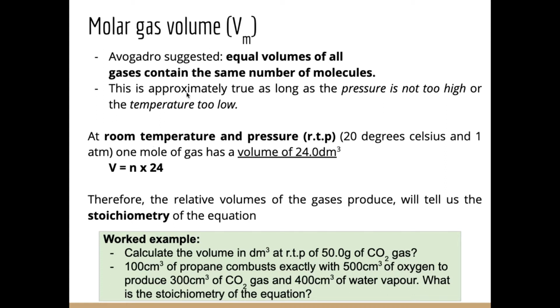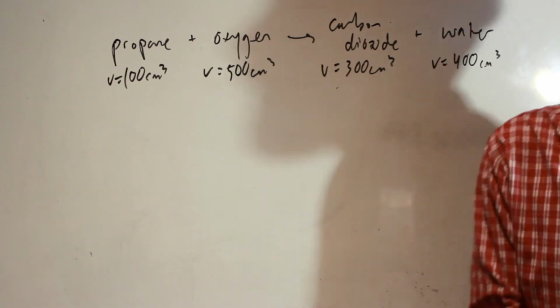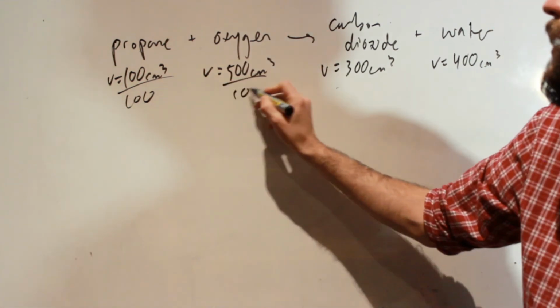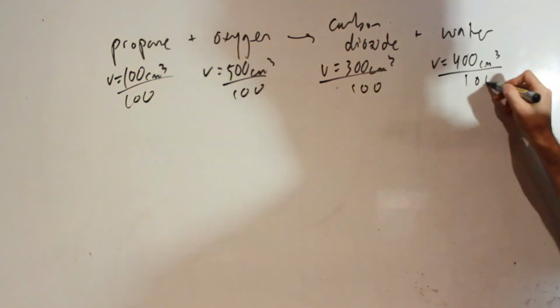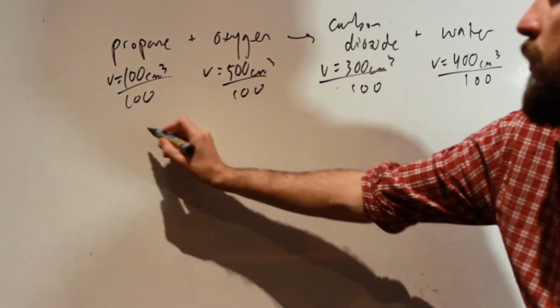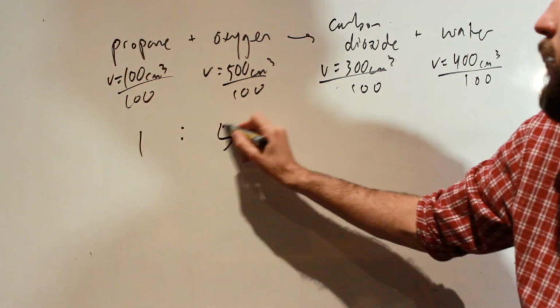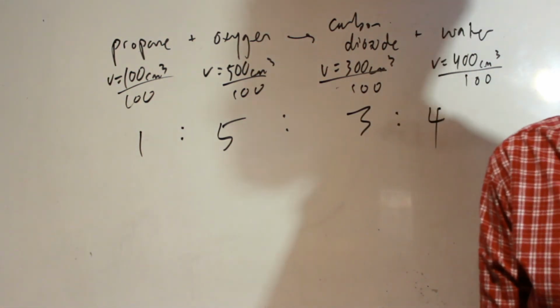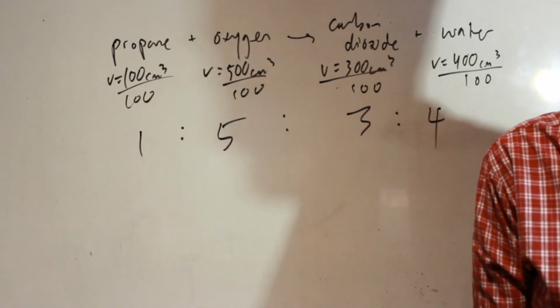Now, as I said, because we have this constant here, if we just work out the simplest ratio of these gases, then it's going to tell us the molar equivalence of each of those and consequently the stoichiometry of the equation. So we're just going to divide each of these by the highest common factor, which is going to be 100 in each of these cases. And based on that concept of the molar gas volume, it'll tell us that this is a stoichiometry of 1 to 5 to 3 to 4. You could then use that for subsequent stoichiometry calculations.